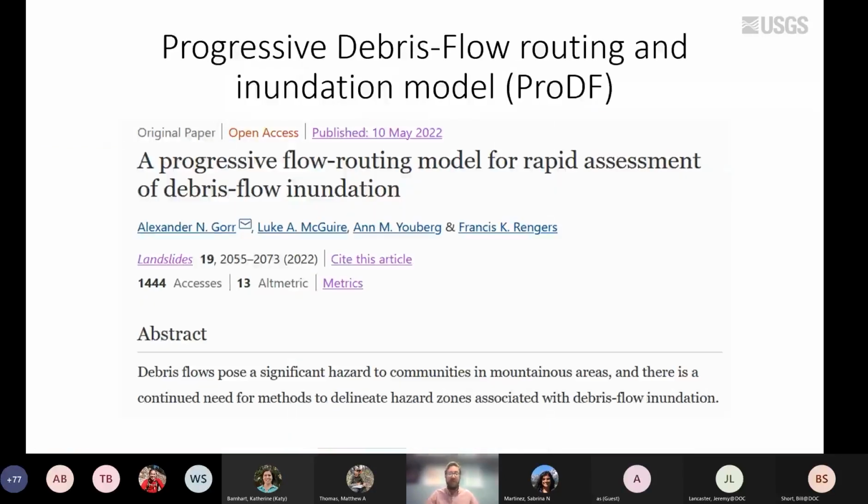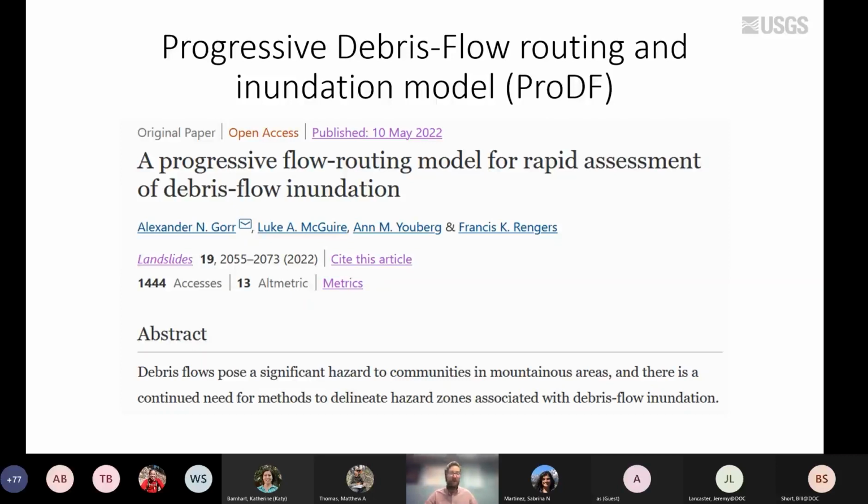So for that purpose, we proposed the Progressive Debris Flow Routing and Inundation Model, or ProDF for short. So ProDF is a reduced complexity inundation model that we have found to be computationally efficient and requires only a couple of parameters. The first part of my talk here is going to be outlining the components of ProDF and the inputs and the outputs generated by the model.